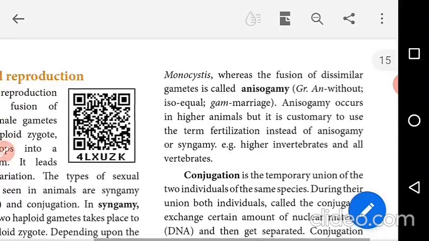So anisogamy is also known as the syngamy, but is also known as the fertilization. The term is known as the fertilization. Nowadays we call this the fertilization. Okay, now go to the conjugation.